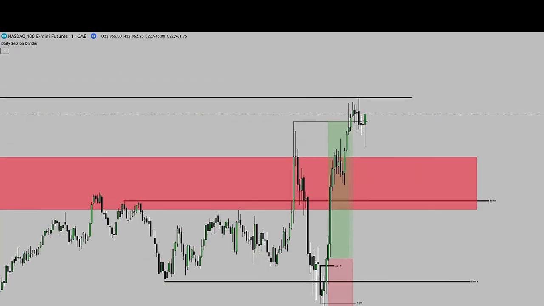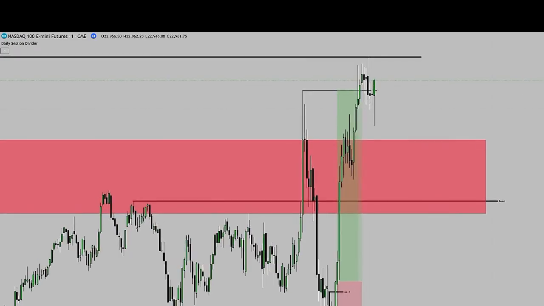Let's just look up basic market structure. It looks like we're going to turtle soup some lows to then come higher. Is that the case here? And that is exactly what happened.